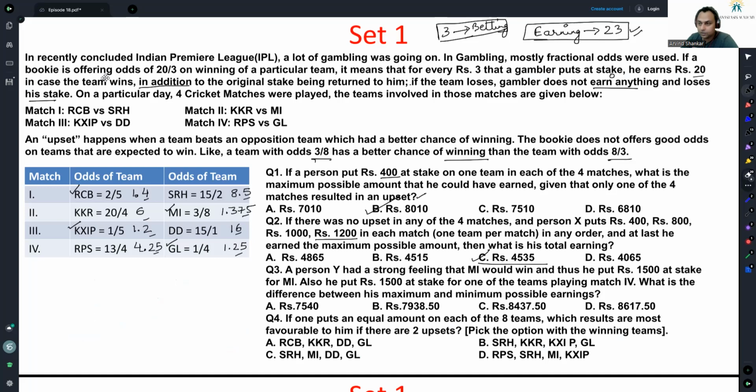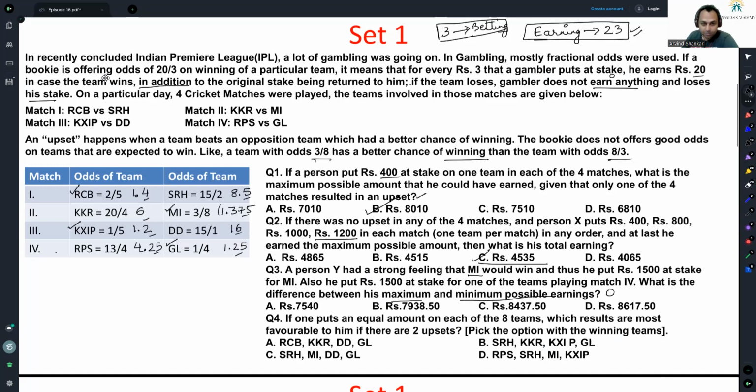Let's see. Next question. A person Y had a strong feeling that MI would win, and thus he put 1,500 at stake for MI. Also, he put 1,500 at stake for one of the teams playing match 4. Match 4 is this one. What is the difference between his maximum and minimum possible earnings? This is a wonderful question because the minimum possible earning that a person can have is 0. If he loses both those matches, as in whatever bet he's made turns out to be false, his minimum possible earning is 0. So effectively, when they're asking me what is the difference between his maximum and minimum possible earning, what they're effectively asking is what is his maximum possible earning.